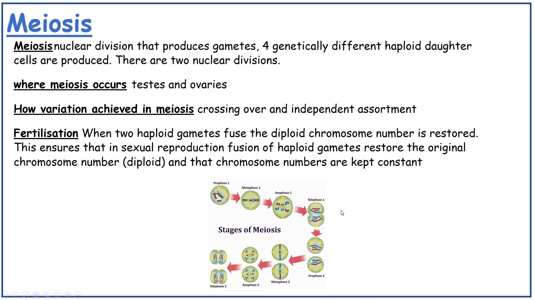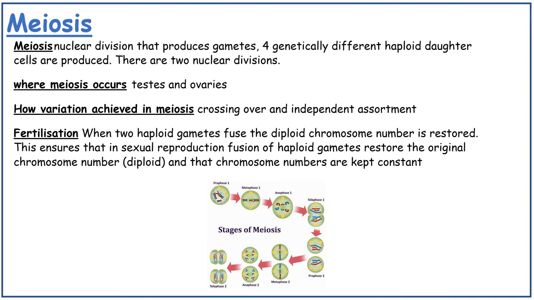Meiosis now. Meiosis is nuclear division that produces gametes. Four genetically different haploid daughter cells are produced. There are two nuclear divisions. Meiosis occurs in the testes and ovaries, and variation is achieved by crossing over and independent assortment.